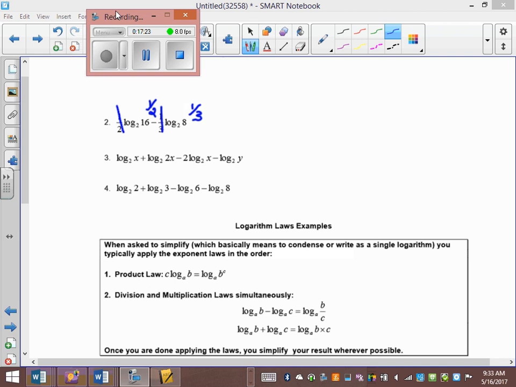Now, with these exponents, it's actually awesome. Because what's 16 to the half, actually? Just the square root of 16, which is 4. So we have log base 2 of 4 minus, and then this would be the cube root of 8. What's the cube root of 8? 2.